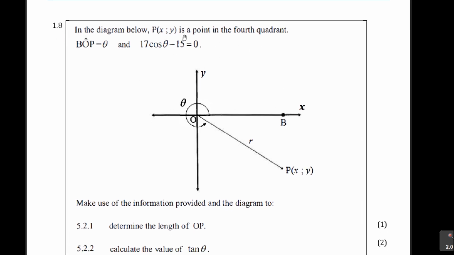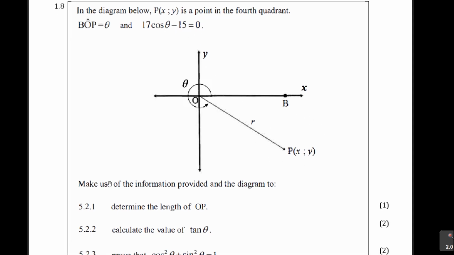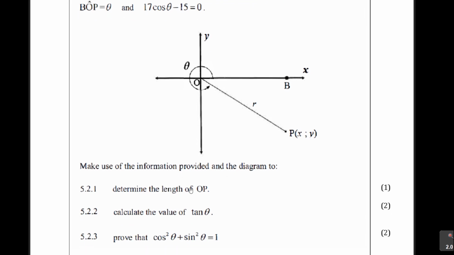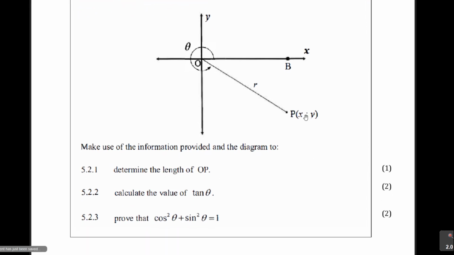It says in the diagram below, P(x; y) is a point in the fourth quadrant. There it is. The angle BOP is theta, and 17 cos theta minus 15 is equal to 0. Then they say, make use of the information provided in the diagram to determine the length of OP. See, this is your OP from the beginning up to that. Let me make it with red. This is your OP, and it's R. And you remember now, if you've been doing them, R squared is what? X squared plus Y squared.